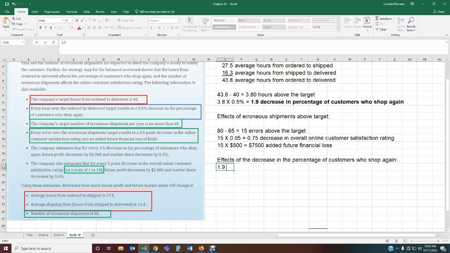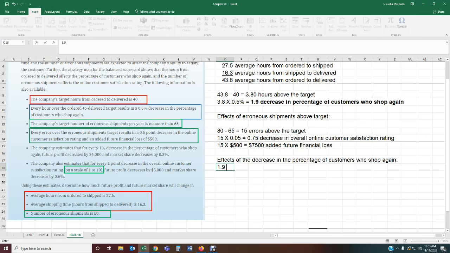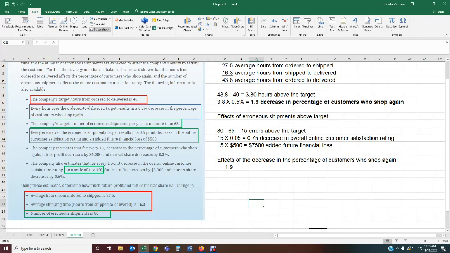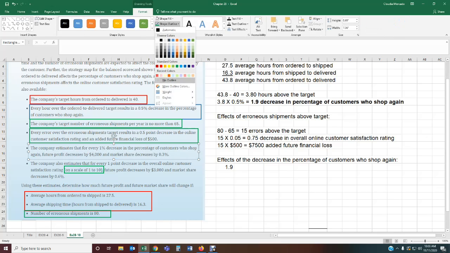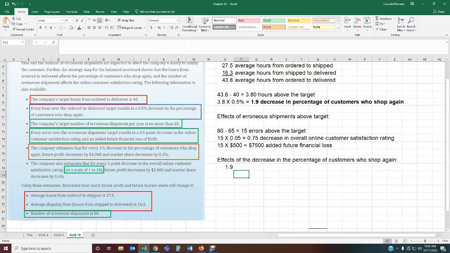And now look at the first, second, third, fourth. Let's look at the fifth bullet right here. Let's see what that bullet says. It says the company estimates that for every 1% decrease in the percentage of customers who shop again, future profit decreases by $4,000 and the market share decreases by 0.3%.